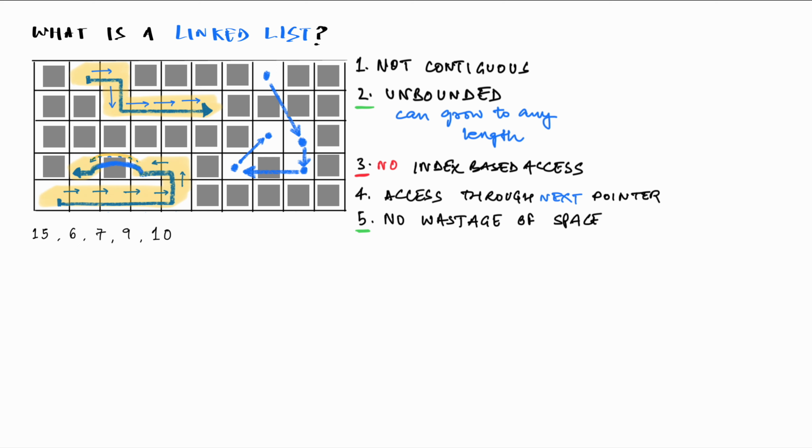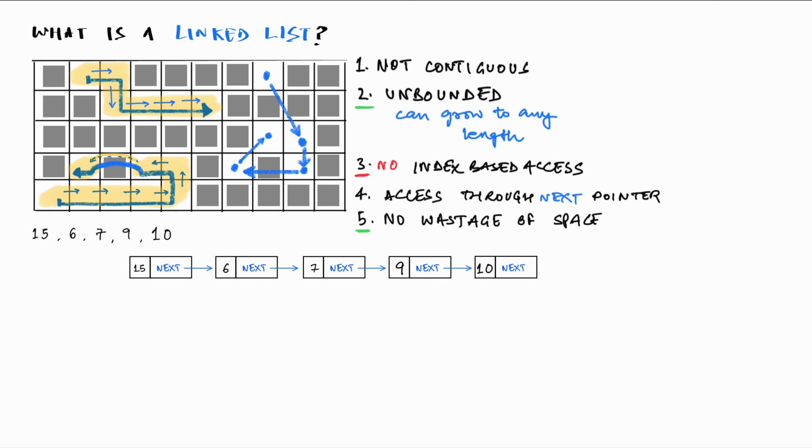Now imagine that you want to store these 5 integers, 15, 6, 7, 9, and 10, in the linked list. You start with creating a node that stores the number 15. And in order to reach number 6, you have to have a next pointer in node 15, pointing to the node 6. Similarly, from node 6, you can reach the next node 7. And so on. You cannot jump to elements in a linked list, because remember, there is no index-based access, and you can only go to the next item sequentially.